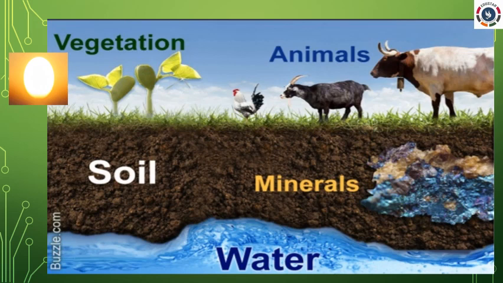Minerals are essential for the healthy growth of plants and animals. Plants use water to prepare their own food and animals drink water to stay healthy. Energy obtained from sunlight is used by the green plants for photosynthesis. Is it not so? They are interdependent.